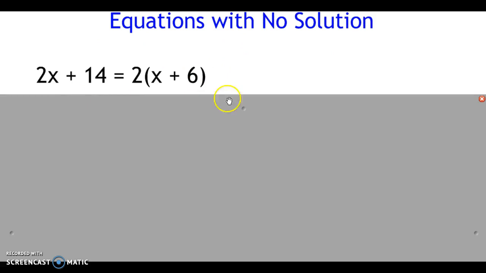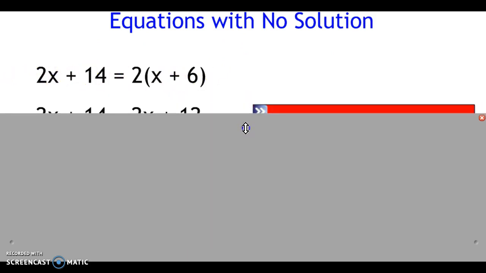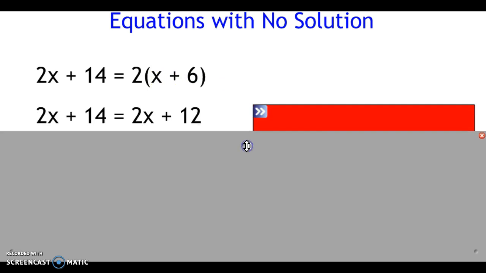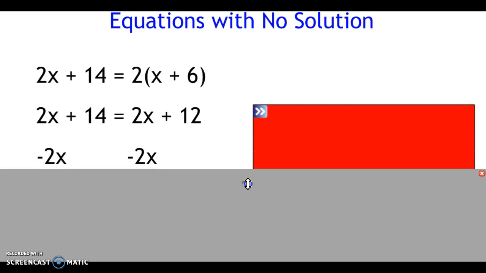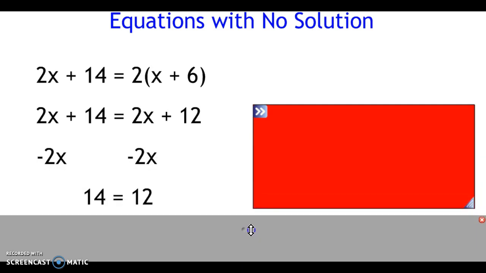Equations with no solution might look like this. If I start out with an equation that looks like this, first thing I'm going to do is use my distributive property to simplify the right-hand side. Then I'm going to subtract 2x from both sides. That gives me two different values on both sides of the equal sign. So for the equal sign, instead of using equals, we can say is not equal to. We put the little slash through it.